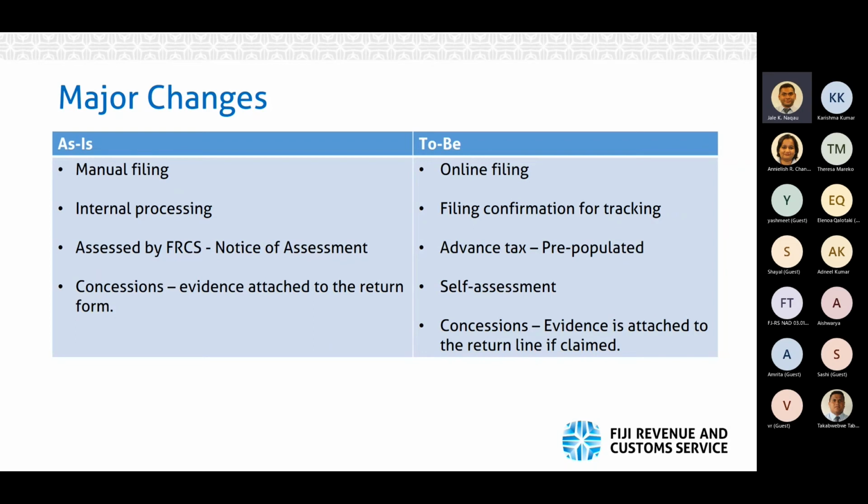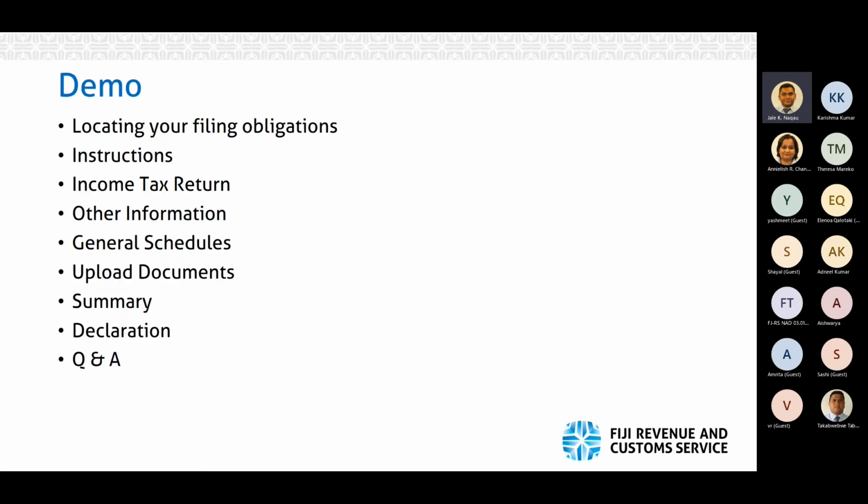What is it? It's the concept of self-assessment. We want to assist you to do the right thing. This one word says, do it right the first time. So we are trying our best to let the taxpayers know what necessary information they have to have. Concessions, evidence is attached, so that's already been mentioned before. That's one of the major changes there.